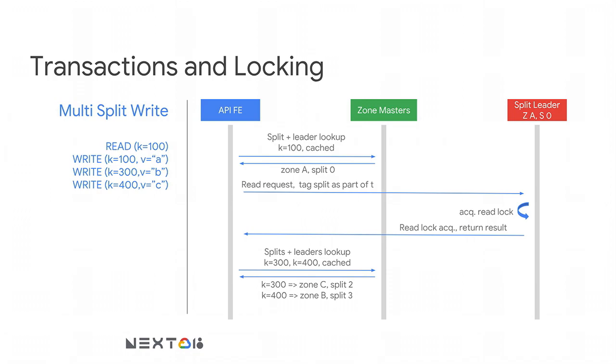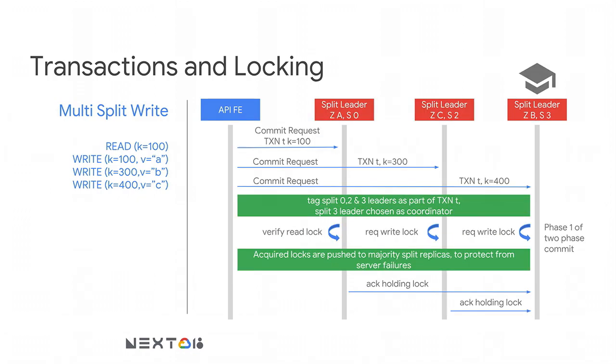And the leader acquires a read log. Read logs, again, can be shared. And it sends the result back. Now on my client, I do something, and then I'm sending the writes. So I'm sending the write for 100, for 300, and 400. Before I send that, of course, I have to do the lookup where the leaders for these values live. Then I send the commit request to the split leader of zone A split 0, which is my key 100 split leader. Then I send it to zone C split 2, which is my key 300 zone and split leader, and then to zone B split 3, which is my split leader for the key 400.